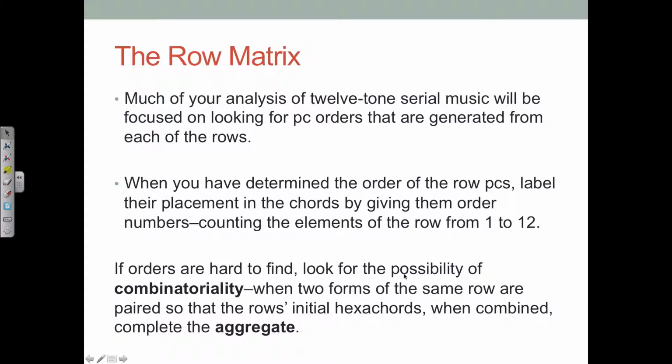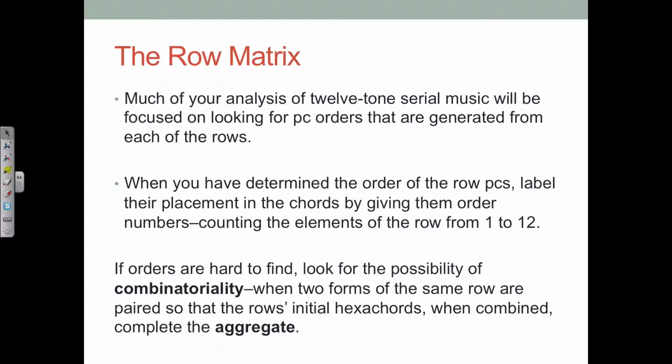So let's talk about the row matrix quickly. Much of your analysis of 12-tone serial music is going to look for PC orders that are generated from each of the rows. Once you've determined the order of the row pitch classes, you're going to label their placement in the chords by giving them order numbers. You can usually just write the order number of the note on the score. And for the analysis project, that's what I'll ask you to do for this short Dallapiccola piece.